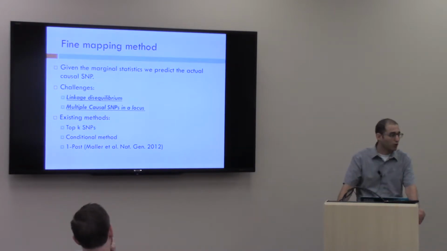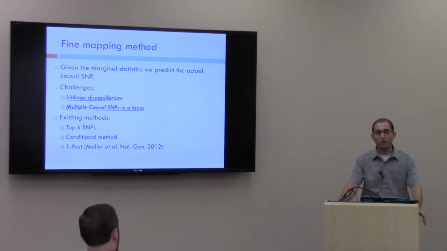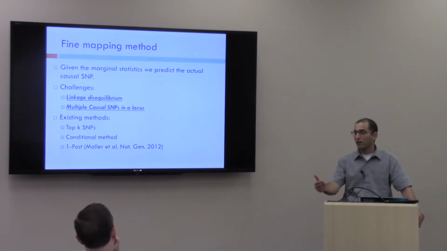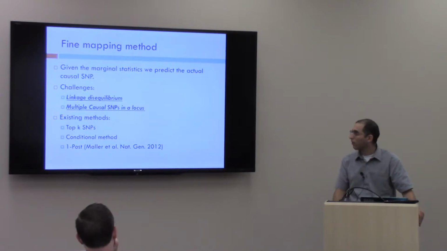And this problem is hard for two reasons. One is the linkage disequilibrium, which means that variants are not independent. And this makes the problem hard for two reasons. One is the computational reason: if two SNPs are not independent, you can't break them apart and solve the problem independently. So it computationally makes the problem hard.